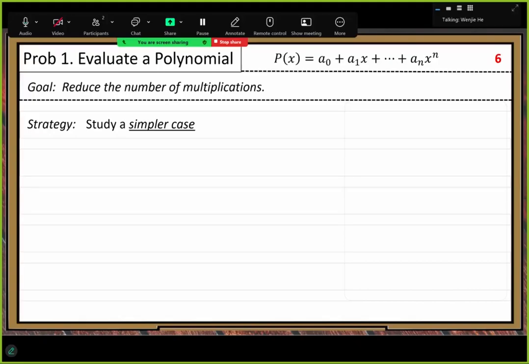The strategy: study a simpler case. Because if you solve this general case directly, this degree n polynomial, how to reduce the number of multiplications, then it's too hard. We don't know how to reduce. So in this situation, the strategy is to study a simpler case. Can we try a relatively smaller number n? When n is large, it's hard, right? If I give you n equals 100, most of you feel we cannot handle it. Too complicated.